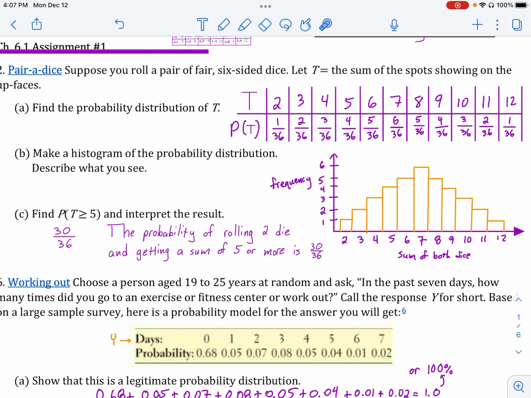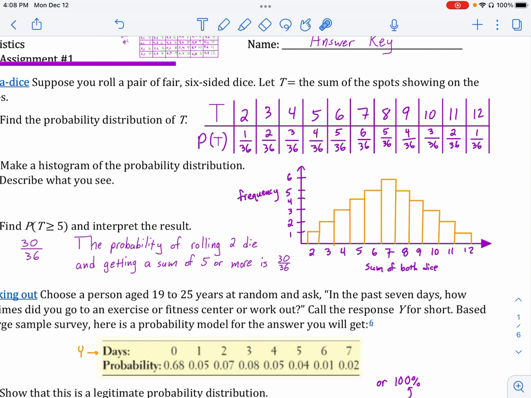C, what's the probability that T, and what is T? T is this, okay? So what's the probability you get 5 or more? So that would be 5 or more is all of these. So that includes 5, 6, 7, 8, 9, 10, 11, and 12. So if you add all of those up, you're going to get 30 in the numerator. So 30 out of 36.